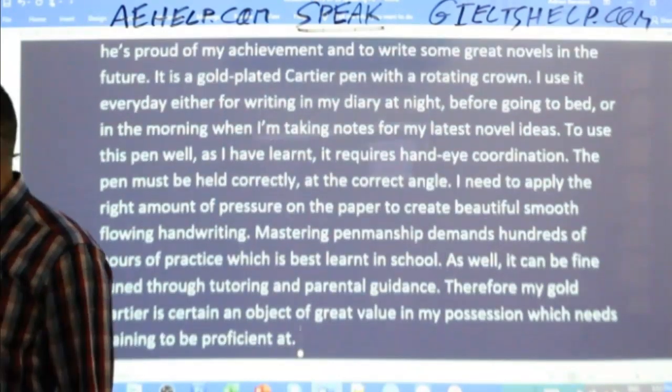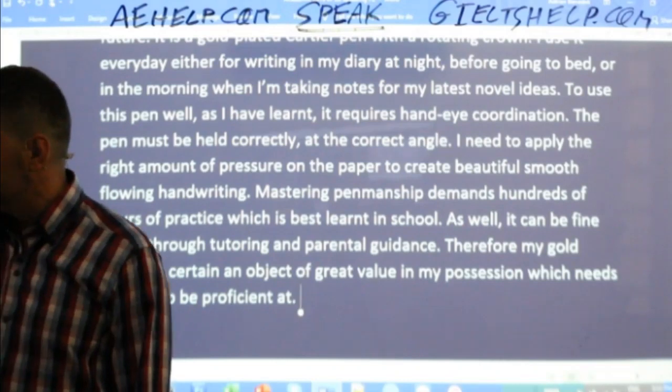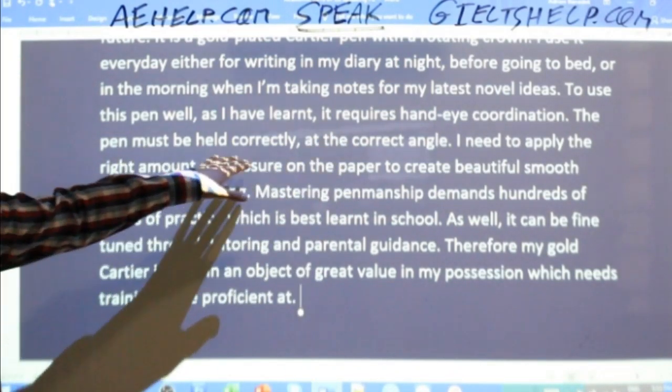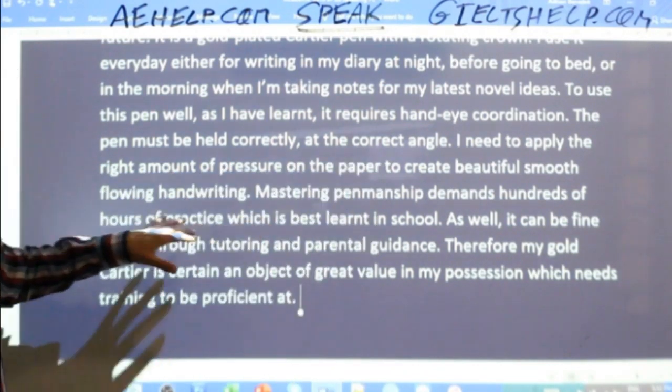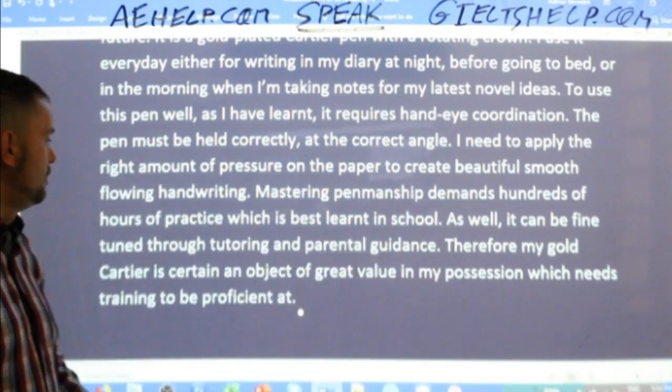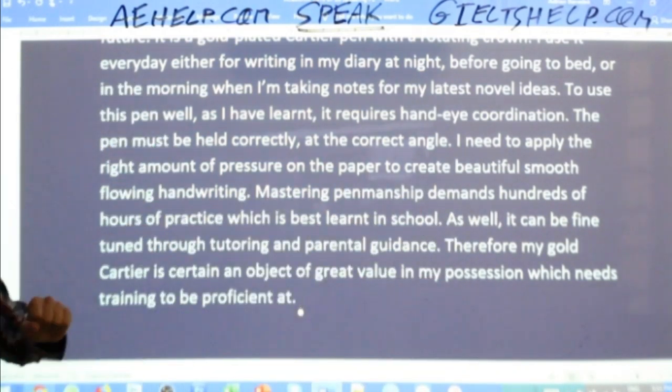To use this pen well, as I have learned, it requires hand-eye coordination. The pen must be held correctly at the right angle. I need to apply the right amount of pressure on the paper to create beautiful, smooth flowing handwriting.